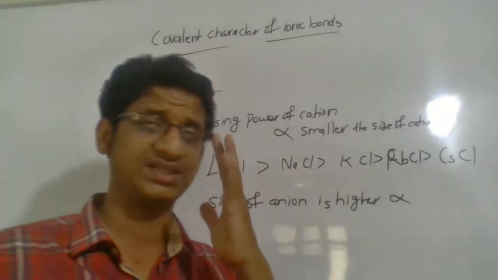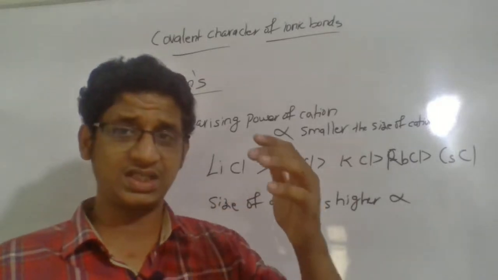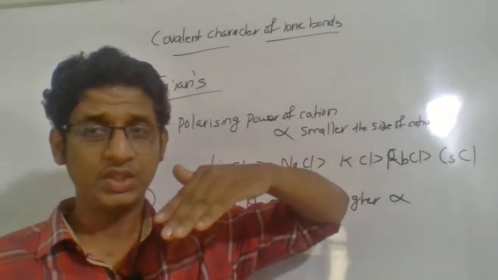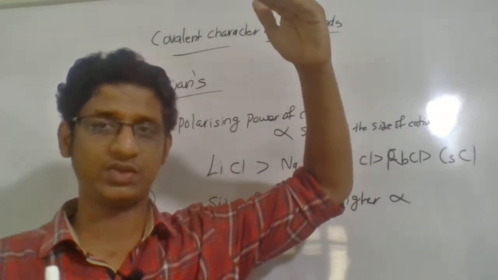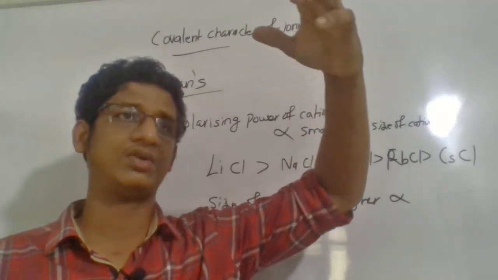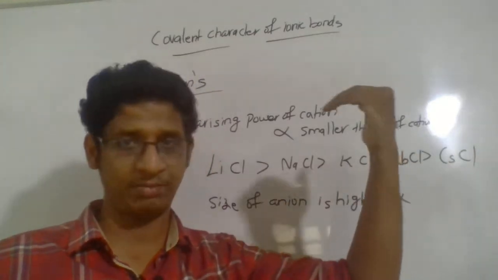The reason is, if the anion size is higher, the electron cloud is much further away from the nucleus, which means the outer electrons experience less nuclear attraction, which means the outer electrons can be easily distorted by a cation. So that's the way you can imagine.